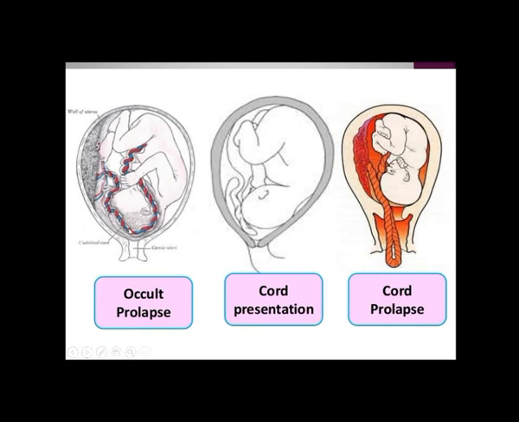This is the occult, which I already explained. The cord lies alongside, on one side of the presenting part. Cord presentation, you can see the cord is presenting but membranes are still intact. But in prolapse, it is in front of the presenting part and membranes are ruptured. You can see the fluid is leaking.